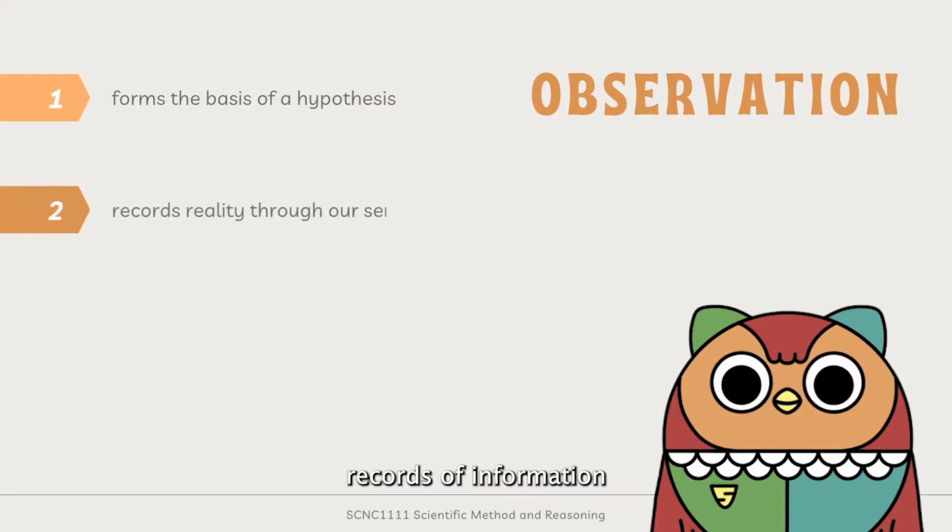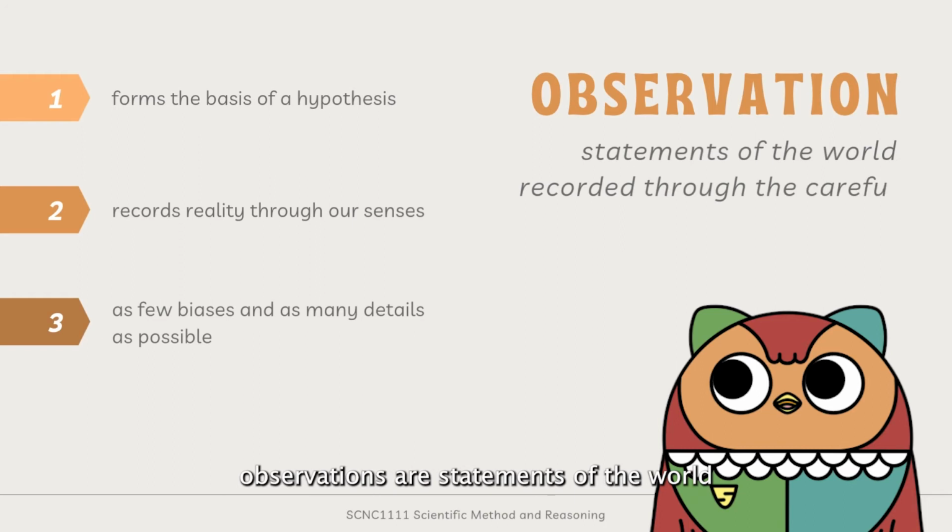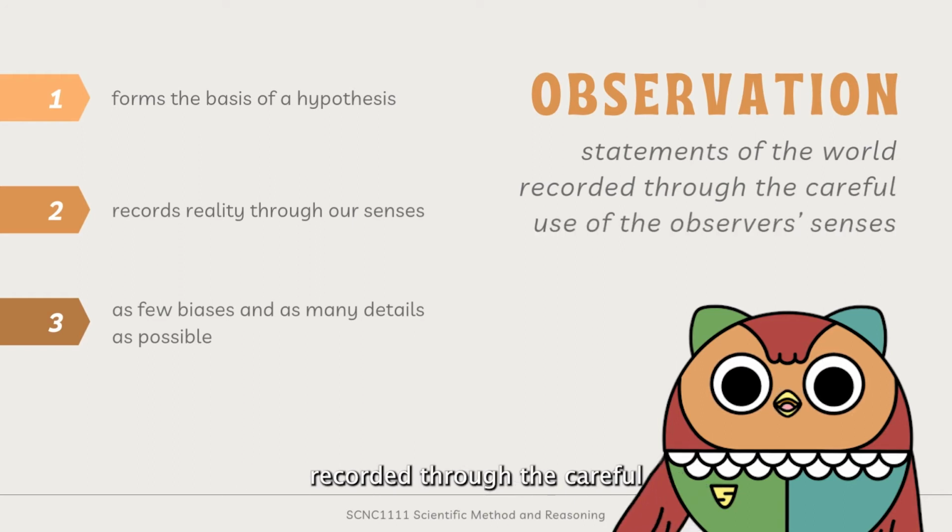Observations are records of information about reality that we have received through our senses. In principle, we want to record observations with as few biases and as many details as possible. In other words, observations are statements of the world recorded through the careful use of the observer's senses.